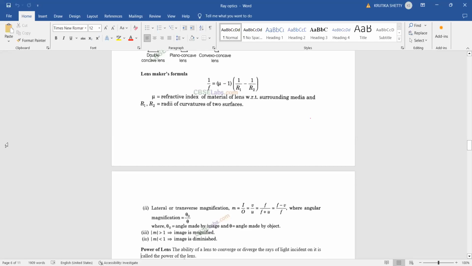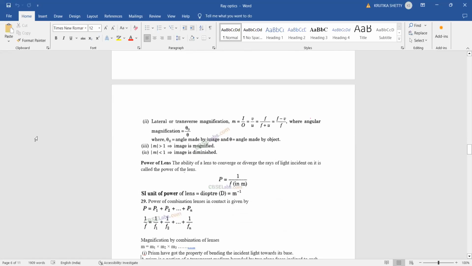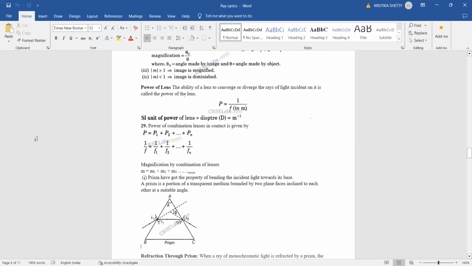So in the case of a lens also we have magnification. Here too, magnification is the height of the image to the height of the object, and it is also written as V by U, or given by F divided by (F plus U) and (F minus V) divided by F. So this is regarding magnification. There is a chance it can come in the objective or theory exam.